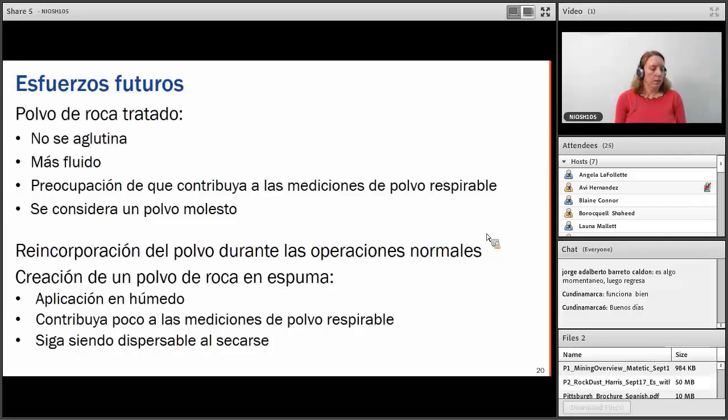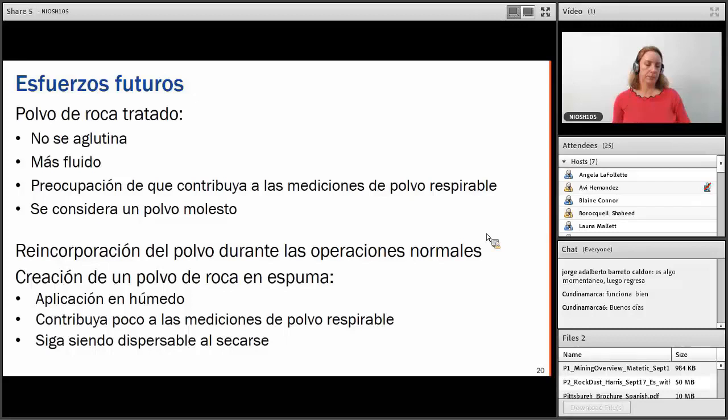The rock dust and the treated rock dust are both considered nuisance dust. So we are concentrating on developing a method to apply the dust in which case it will not be respirable downwind, or during normal operation.